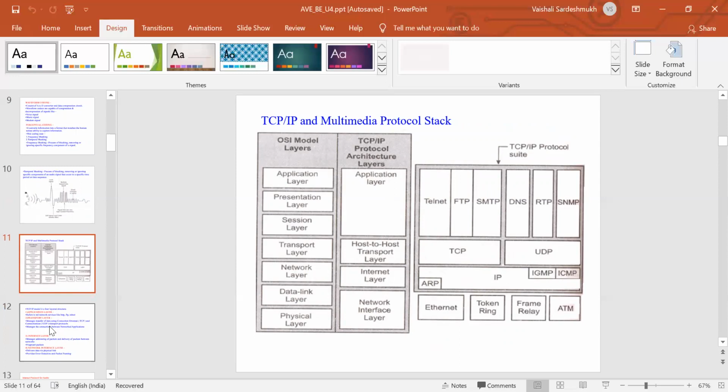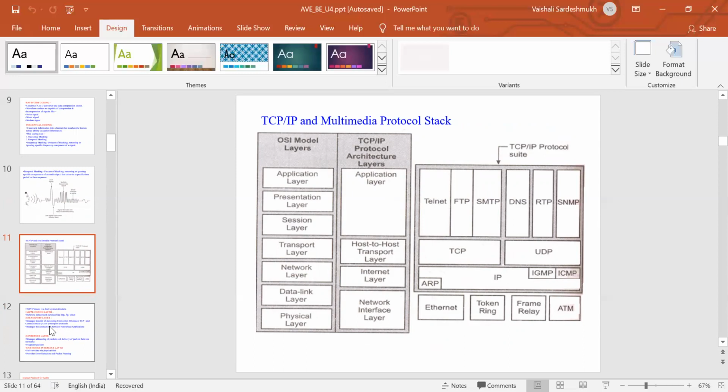This gives you an idea about the TCP/IP multimedia protocol stack, which consists of two different models which you have already studied in computer networks. It consists of the OSI model, which has 7 different layers: physical layer, data link layer, network layer, transport layer, session layer, presentation layer, and application layer.